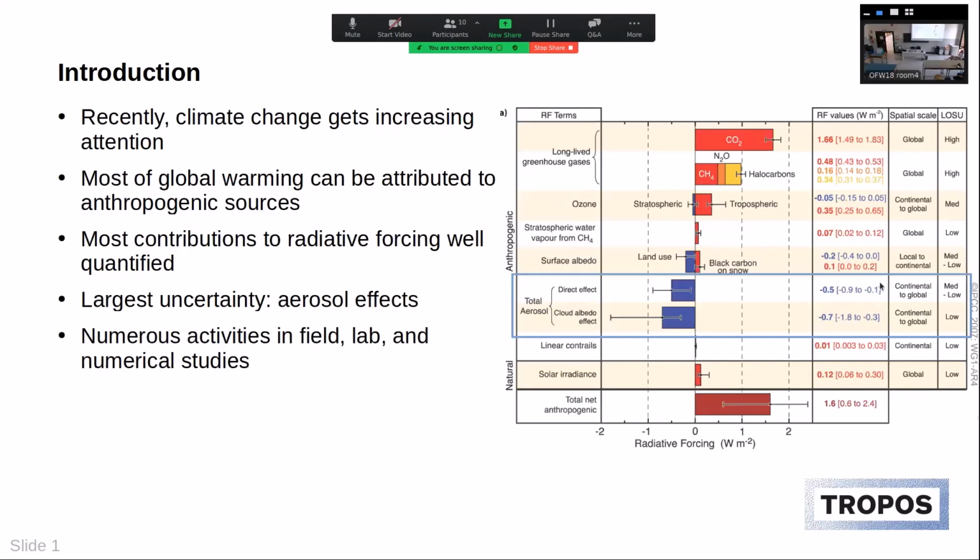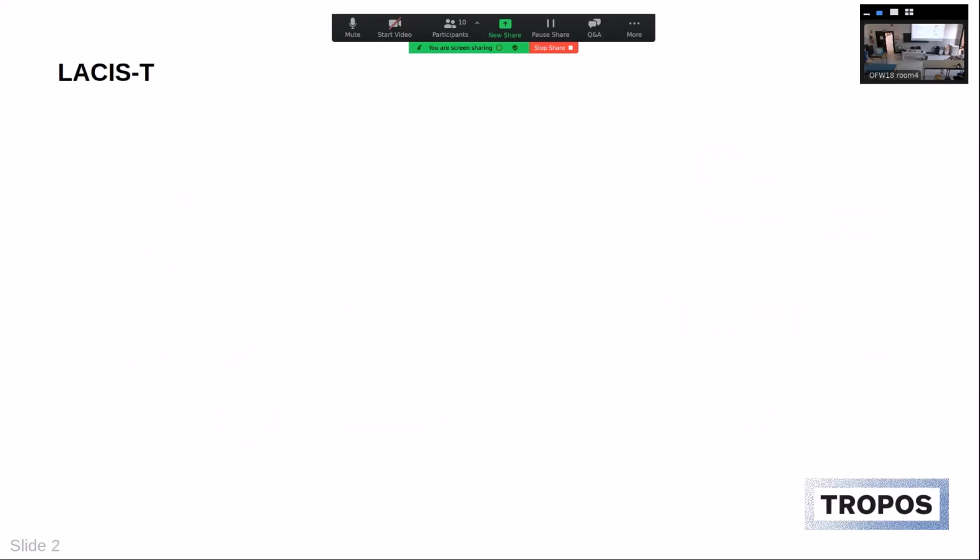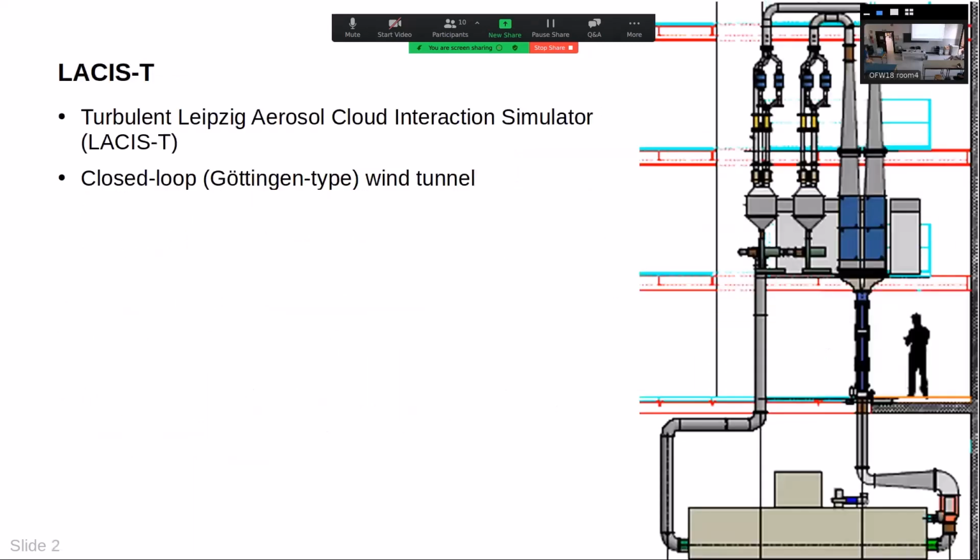To reduce this uncertainty, there are numerous activities in field, lab and numerical studies. And we at Tropos have an instrument called LACIS-T for investigating the interactions of turbulence, aerosol, and cloud microphysics. LACIS-T is short for Turbulent Leipzig Aerosol Cloud Interaction Simulator.